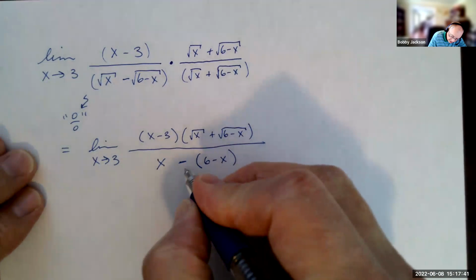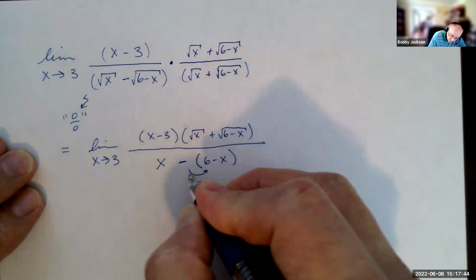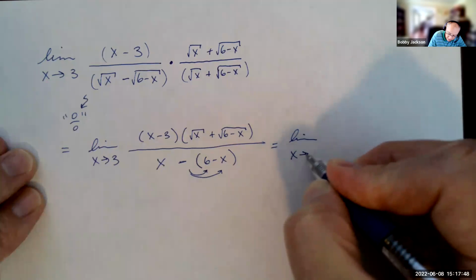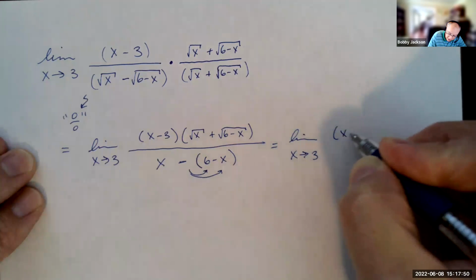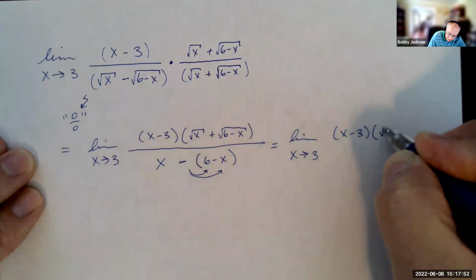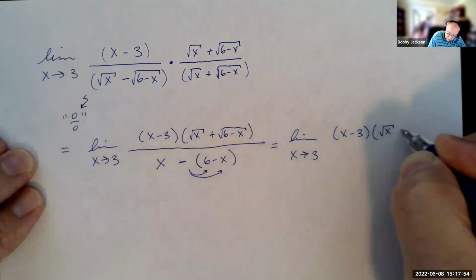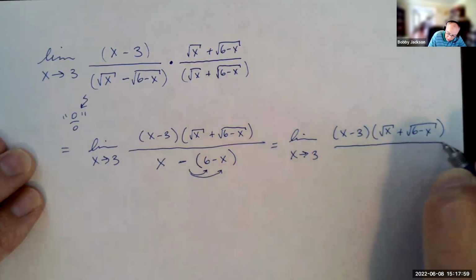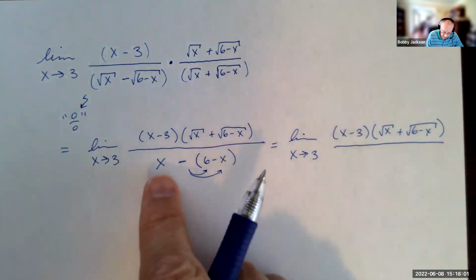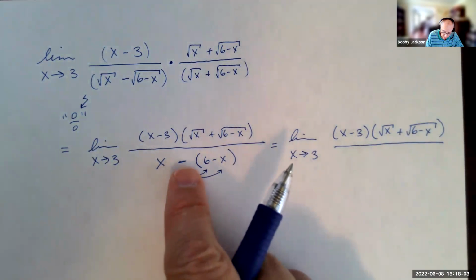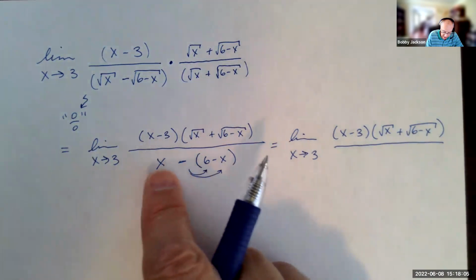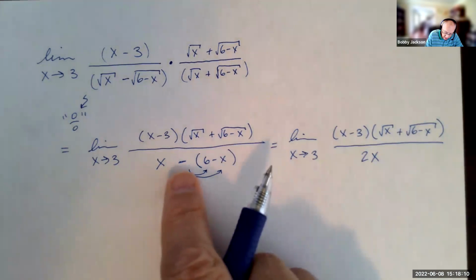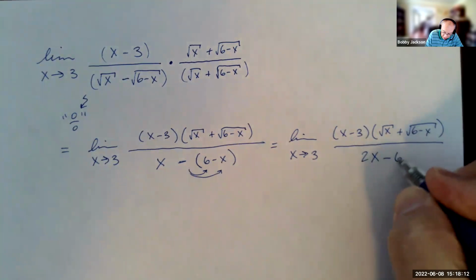Well, if I distribute this negative sign through down here, then what am I going to get down there? Of course, up top, I still have the same expression. But now below, I'm going to get x minus a negative x. X minus a negative x is x plus x. X plus x is 2x and minus 6.